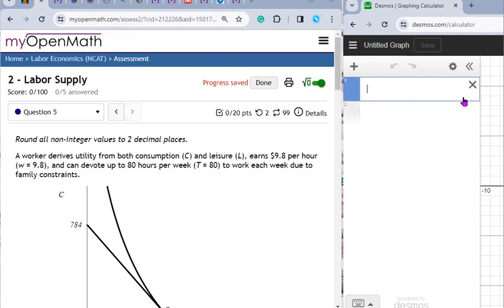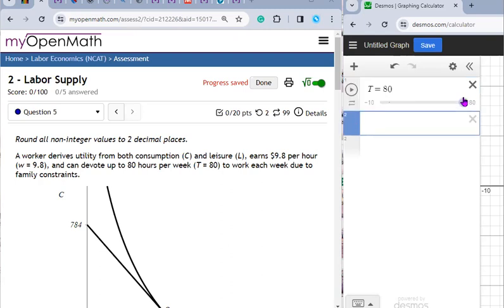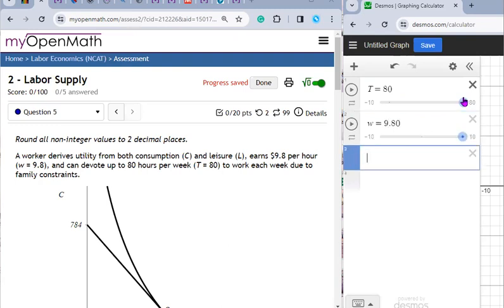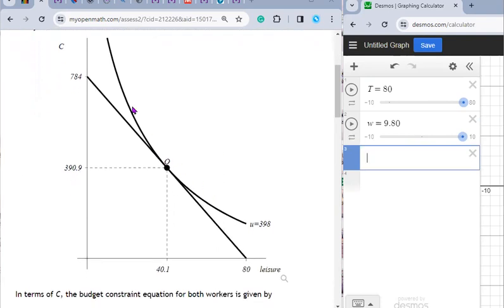So in this problem, our time constraint is 80 hours. 80 hours can be used for leisure or labor. Our wage is $9.80. This is our indifference curve, right? Anywhere on this curve, the utility is 3.98.